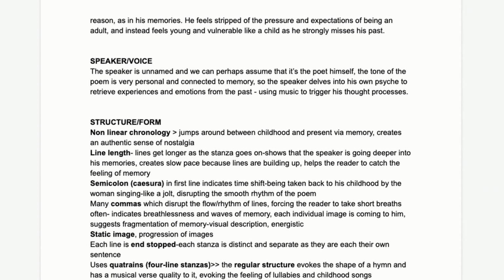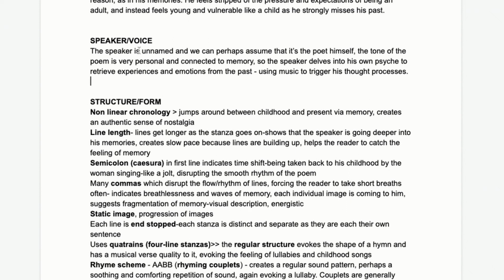So the speaker is unnamed. You want to call him the speaker, not the poet. We can assume that it is the poet because it seems very personal, but you never just say the poet without addressing that distinction. So in your essay, you're not just going to say the poet says this, the poet says that. You'd say the speaker, who we assume is the poet, says blah, blah, blah.